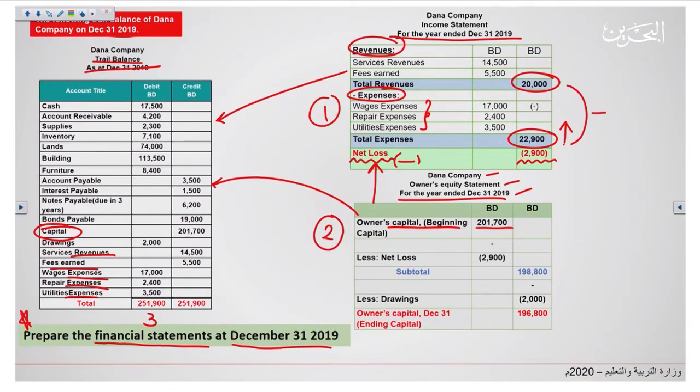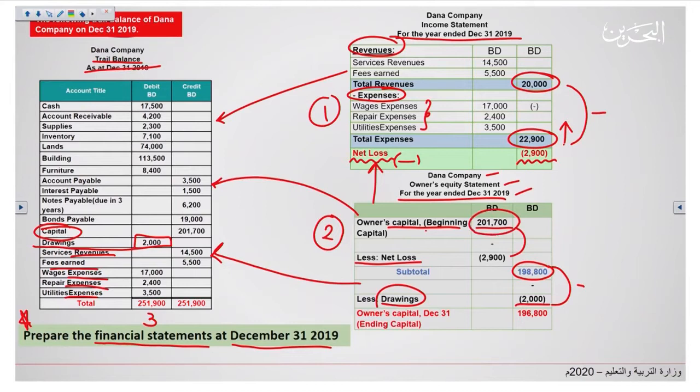So I will add the capital, then I will add the net loss. I will get the total by subtracting them and I will get this amount. Then I will list here the drawings from the trial balance. I got this amount. I will put it here and I will calculate the ending capital by subtracting these two amounts, and I will see I started with this amount of capital and I have ended with this amount of capital because the company is losing money.